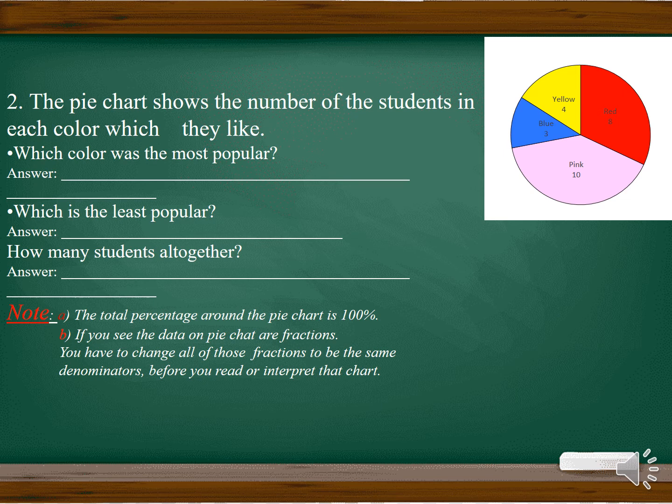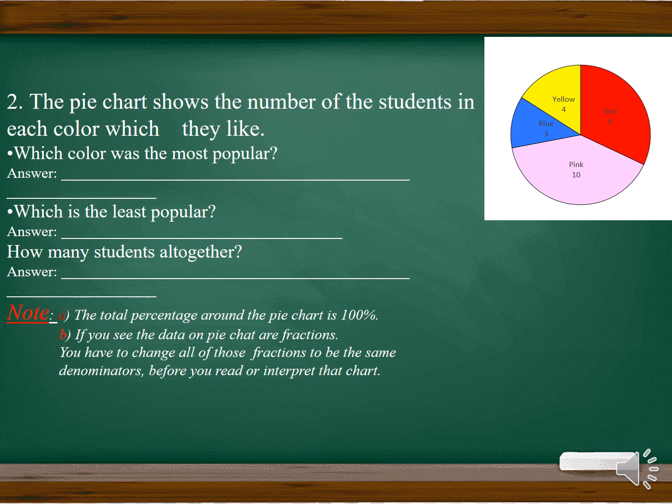You can look at the pie chart. It is the color that is the smallest. Okay, how many students altogether? We need to add together, like yellow plus red plus pink plus blue. Okay, so you can do the classwork by yourself.